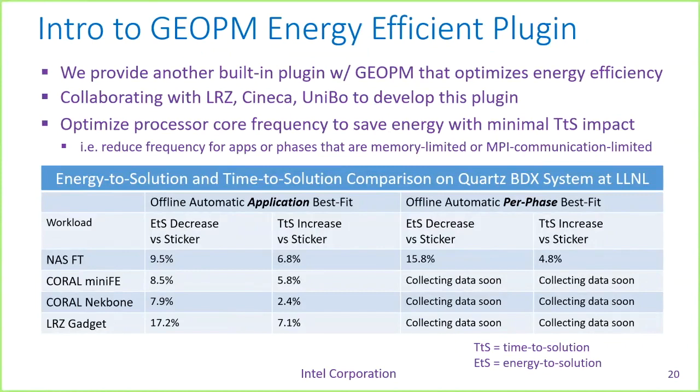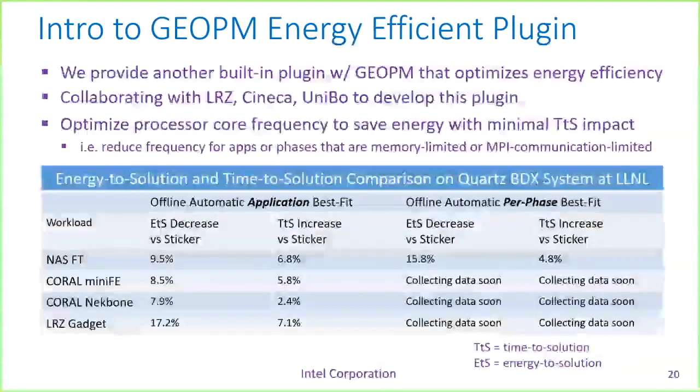I won't go through all the studies that we did here in the interest of time, but I'm particularly proud of some of the initial results we got with Gadget, which is a cosmology simulation code that runs on many machine cycles at LRZ. Our early data suggests that it's possible to get in excess of 17% energy improvements with only a modest 7% impact to application performance. My collaborators at Unibo tell me that they've been able to get better energy improvements, with a comparable performance impact, for the Quantum Espresso benchmark suite. They've been seeing something like 30% improvements.